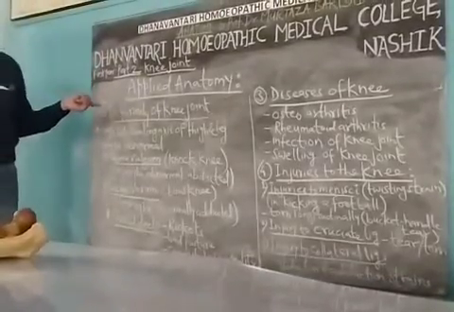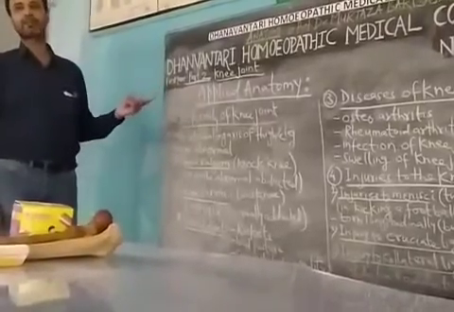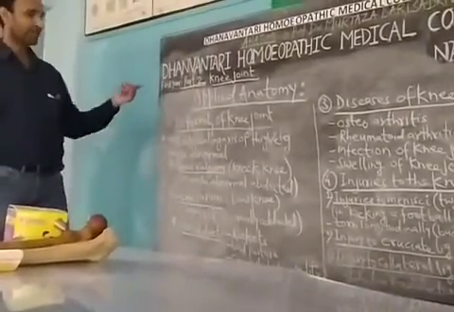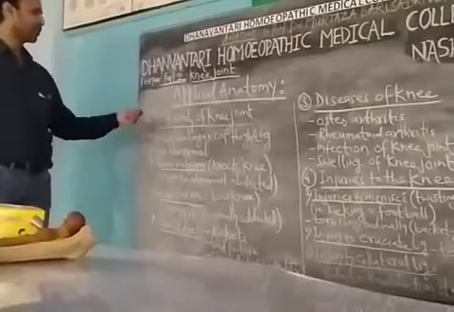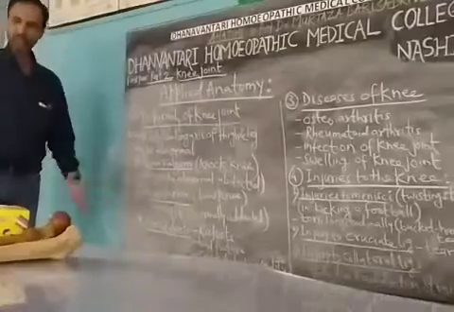Applied anatomy. After the first part, what we discussed, that the knee joint is weak and it is stabilized by the following factors. Now next is the deformity of the knee joint. In the deformity of the knee joint, there are two parts.